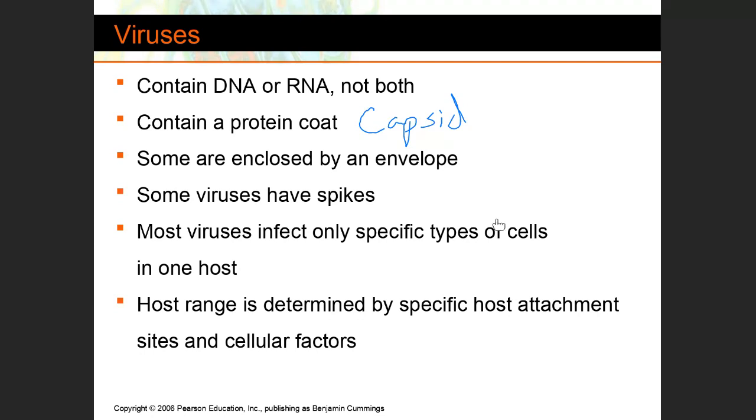And that's determined by the cell surface receptors that are on the surface of those cells. And so the viruses have evolved to use just those particular cell surface receptors to attach and infect a cell. Now, there are some viruses that I call promiscuous viruses because they can infect a wide variety of hosts, like flu viruses.